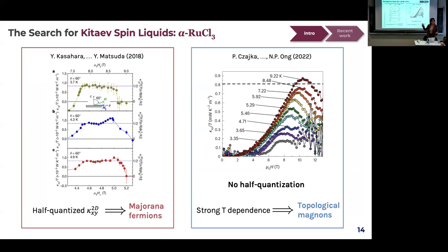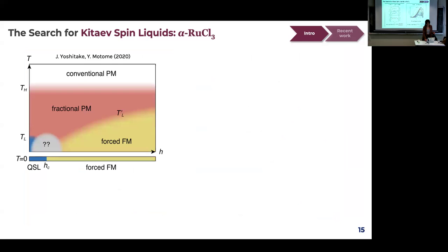So there's lots of discourse in the field about this material right now. One group measures actually have quantization, but they see a strong temperature dependence, which is more consistent with the topological magnon picture, meaning that the underlying order might actually be magnetically ordered instead.